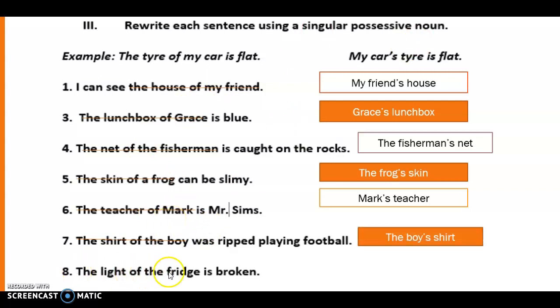The light of the fridge is okay, because we're not talking about people here, only animals or cars or ships. So that's our homework.